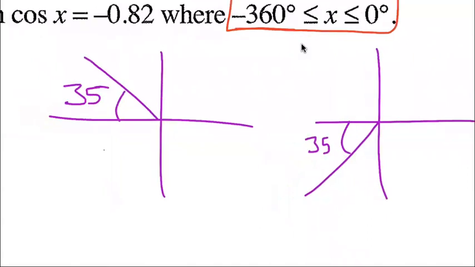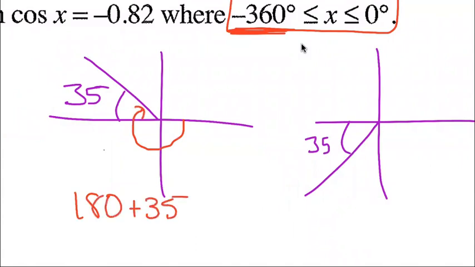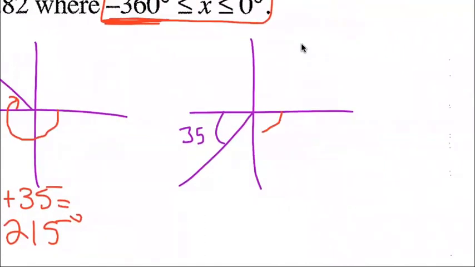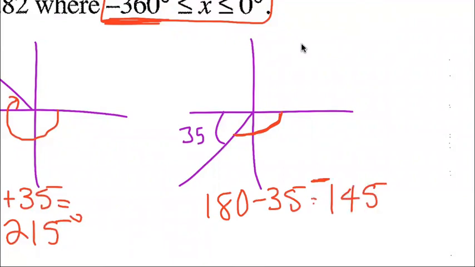And remember, we're going backwards because it's negative 360. So my rotation angle goes this way, which is going to be 180 plus 35, which is equal to 215, but negative because it's going clockwise. And in quadrant 3, here's my rotation angle. Okay, rotation angle is going to be 180 minus 35, 145, but negative because it's going backwards.